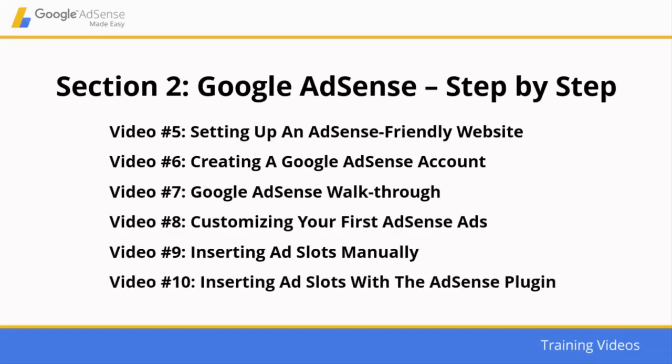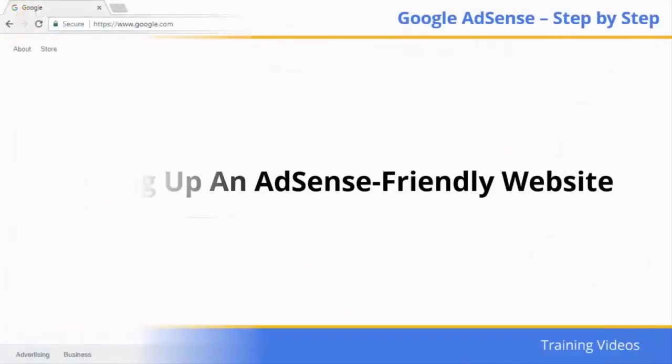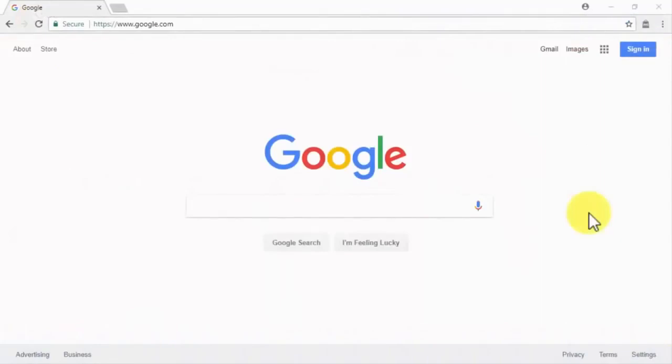So let's get started with the very first step, having an actual website that you can monetize with AdSense. Setting up an AdSense-friendly website. Having a website where to serve your ads is a requirement to join AdSense. But you can't just go with any kind of website, as you'll have to comply with some very basic requirements.